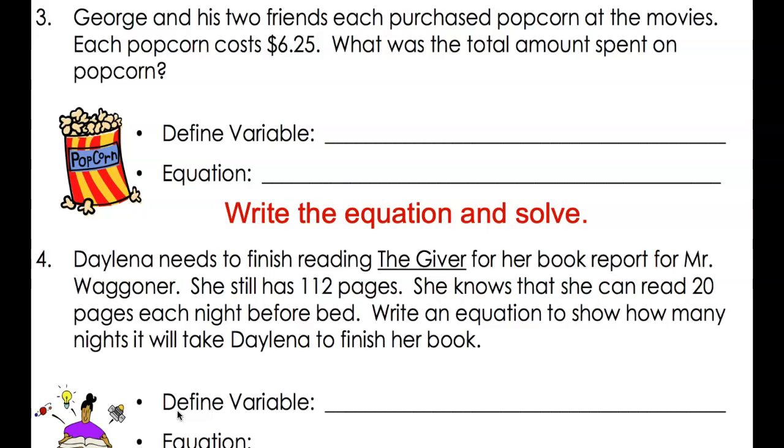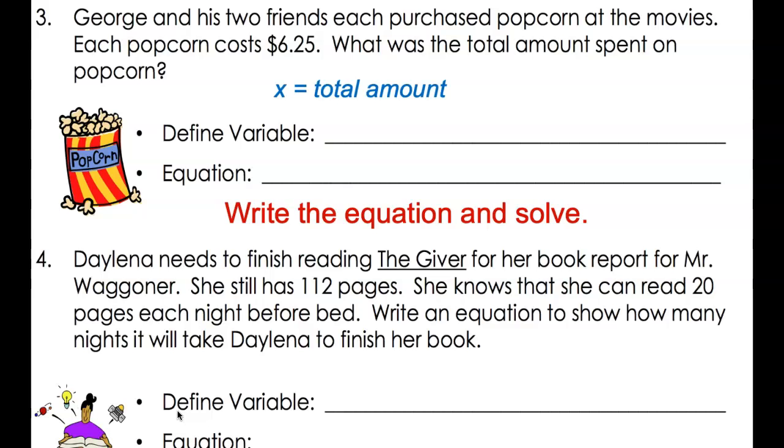Okay, let's get back to the problem. For number 3, you have George and his two friends, and they bought popcorn at the movies, and each popcorn cost $6.25. So how much did they spend?